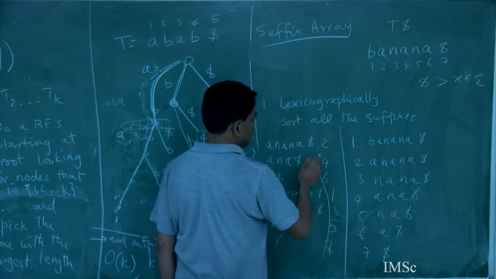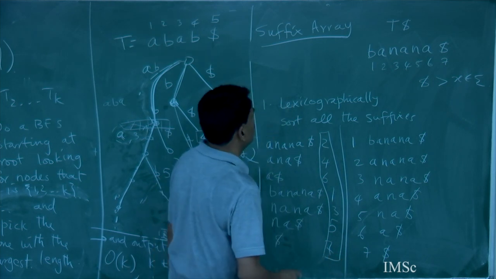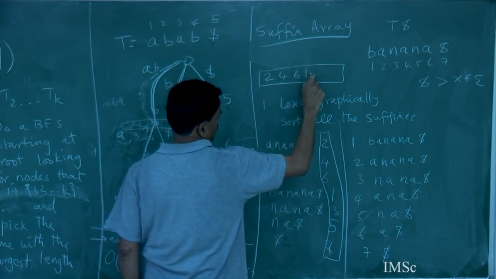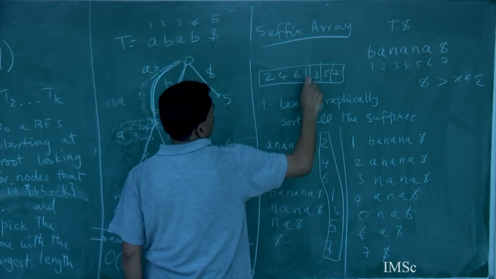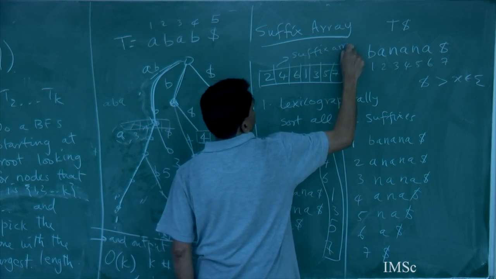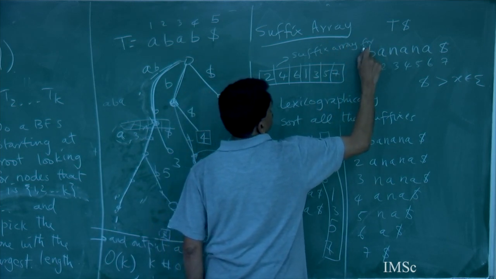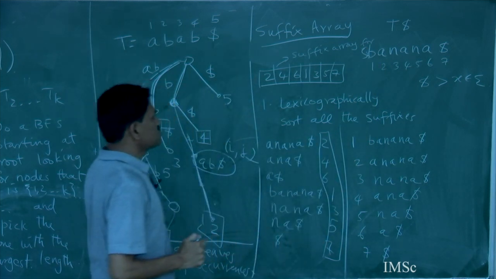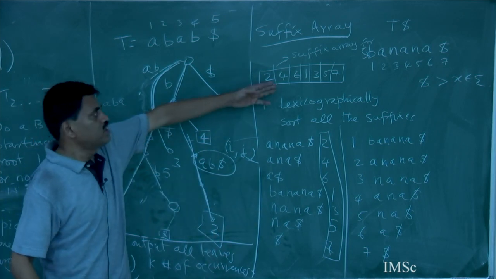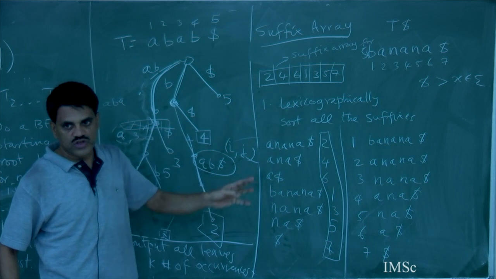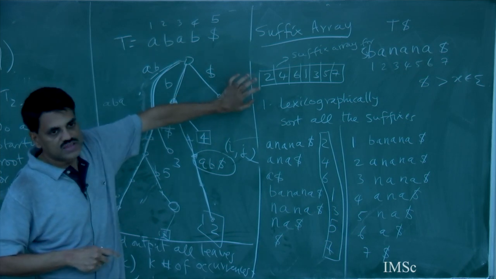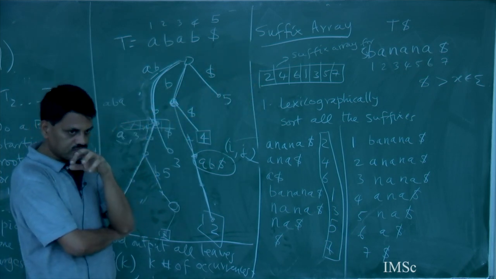And suffix array is basically this permutation, right? Suffix array is just 2, 4, 6, 1, 3, 5, 7. This is my suffix array for this text. That is, the suffix starting at position 2 is the smallest of all the suffixes in the lexicographic order. Suffix starting at 4 is the next smallest, and so on. So, take the sorted order of the suffixes, write down this permutation, and that's it. That's just the suffix array. Okay.